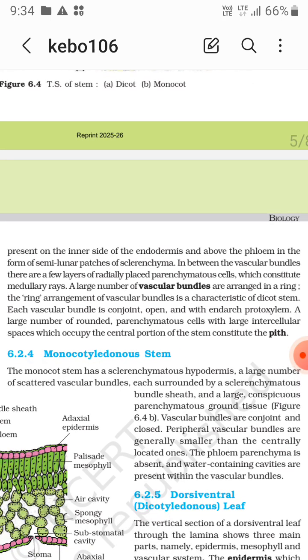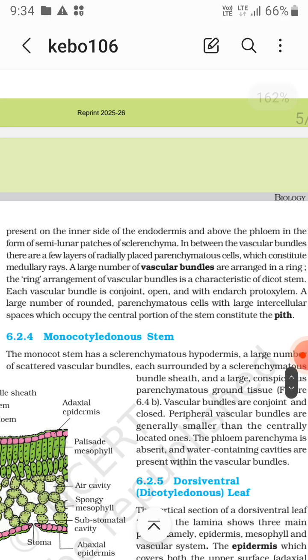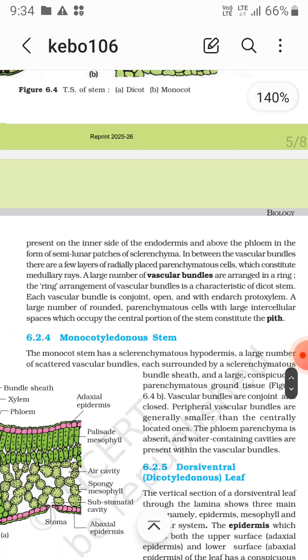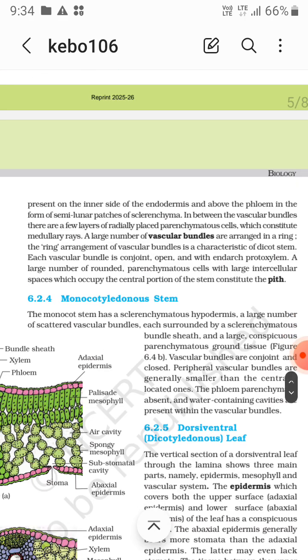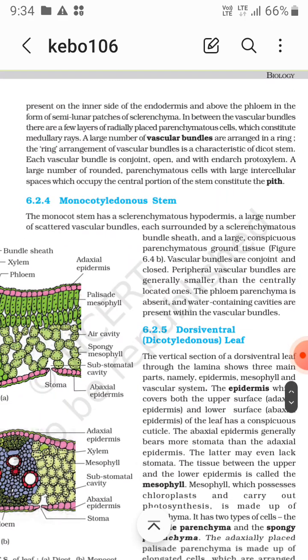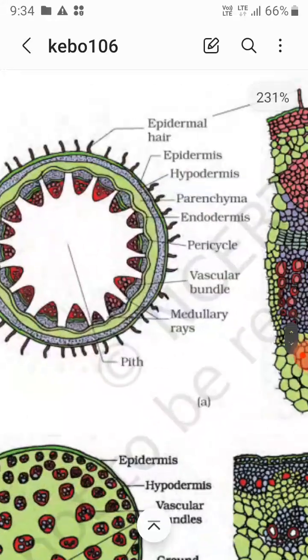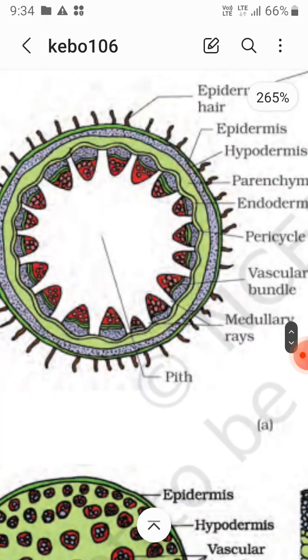A large number of rounded parenchymatous cells with large intercellular spaces which occupy the central portion of the stem constitute the pith. Now you can see here a large portion. This is the pith, white in color.